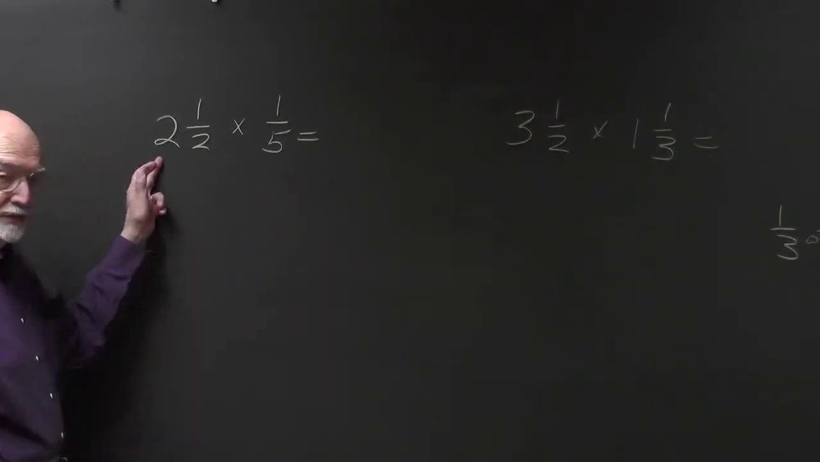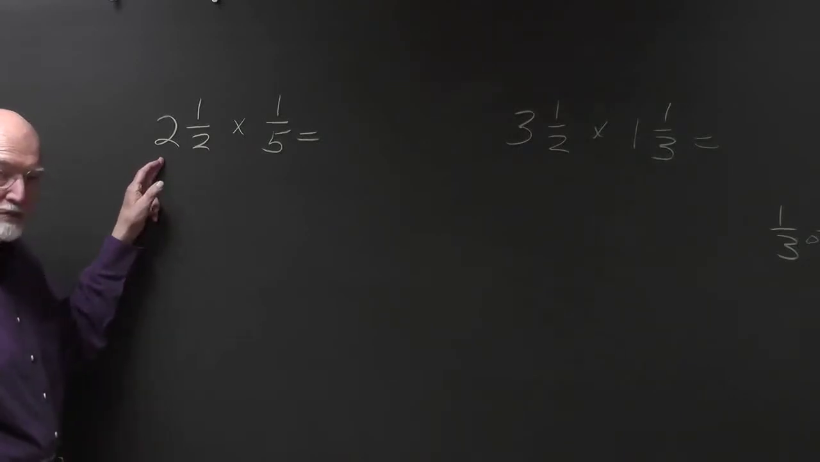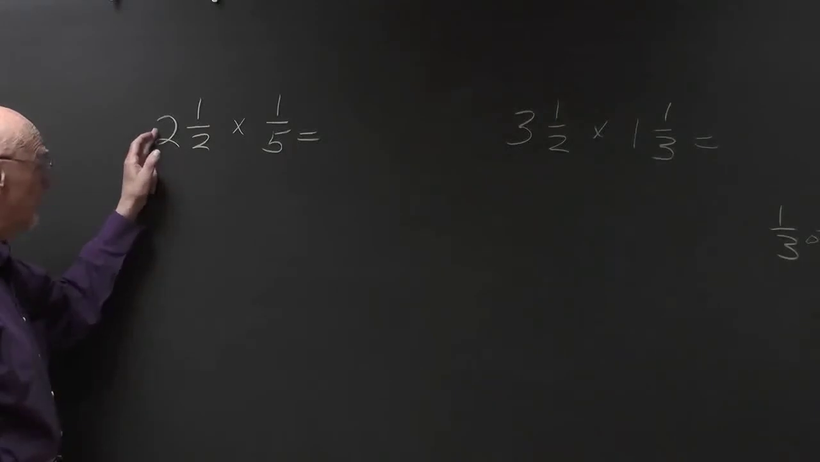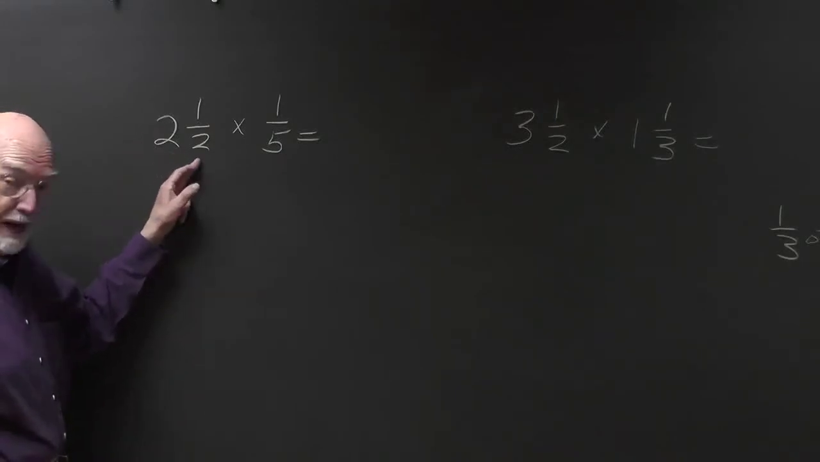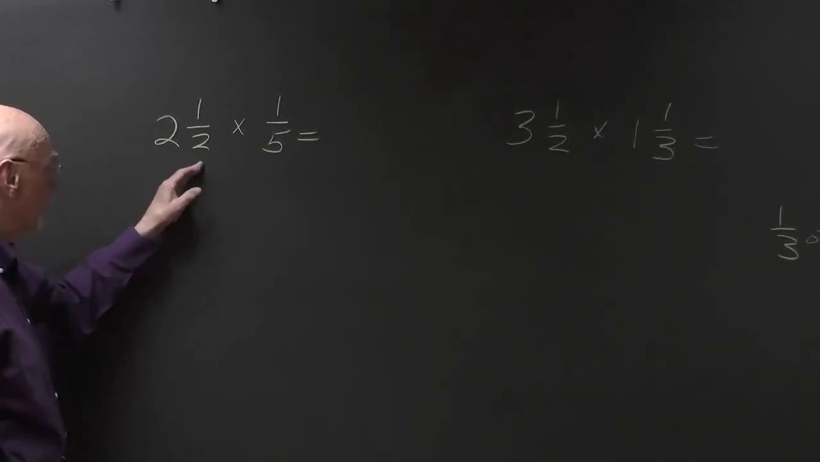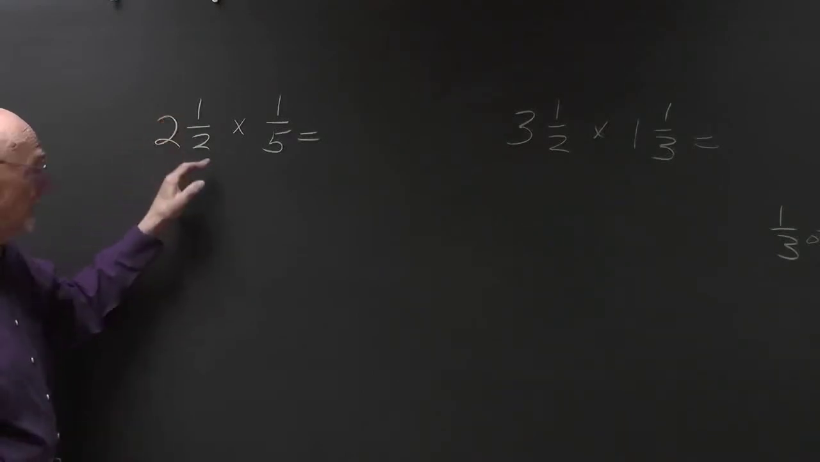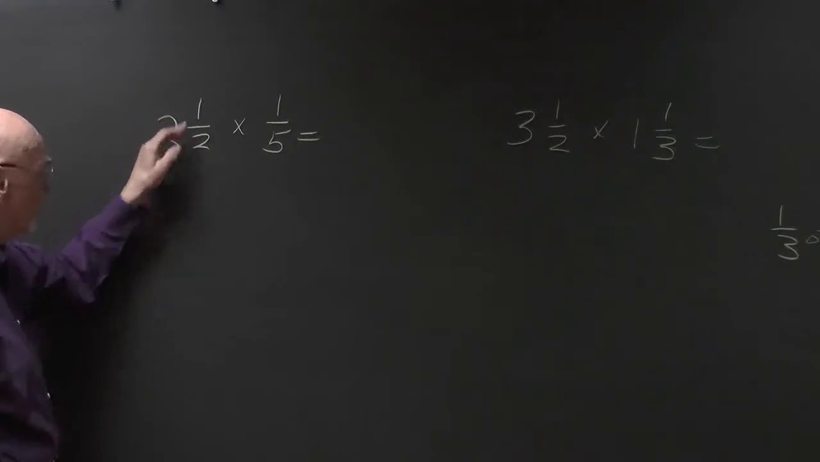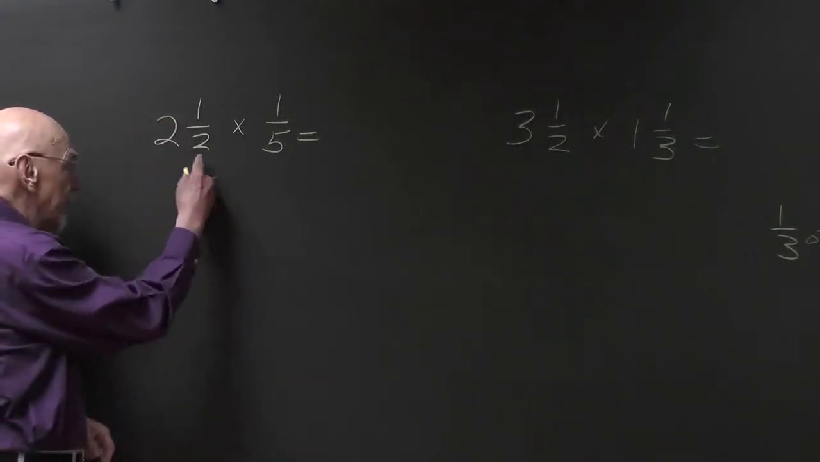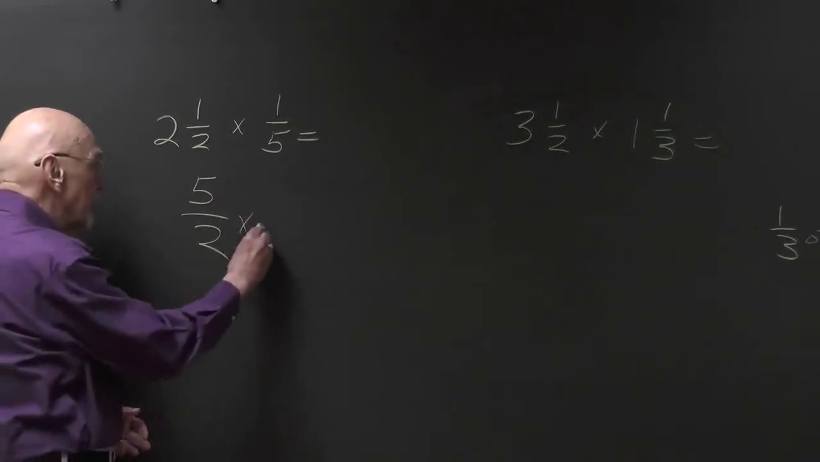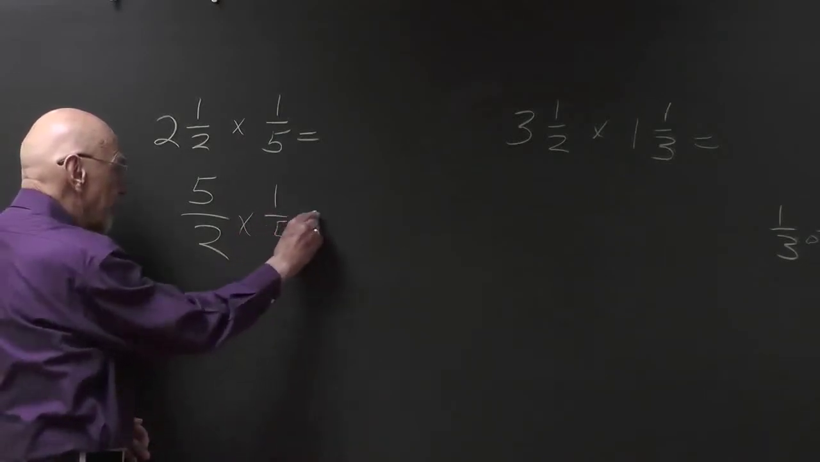The procedure for dealing with the whole number is this, and it's easy to learn. You multiply the whole number times the bottom number. 2 times 2 is 4, and then you add the top number. 2 times 2 is 4, plus 1 is 5, and it's still over 2, times 1/5.